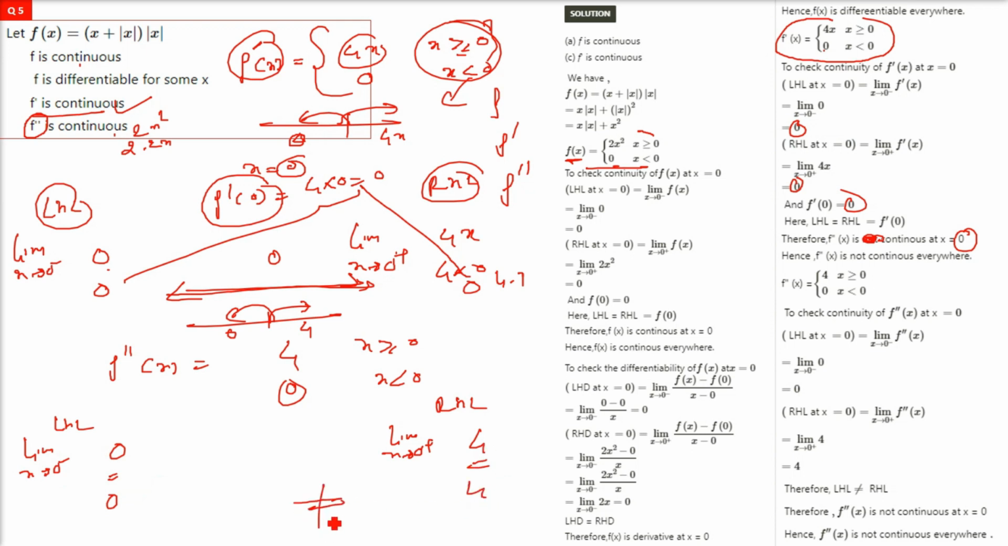They are not matching. So the left hand derivative and right hand derivative of the derivative f double dash x is not coming equal. So it is not continuous, it is discontinuous. So what is the answer? F is continuous, f dash is continuous. Okay.